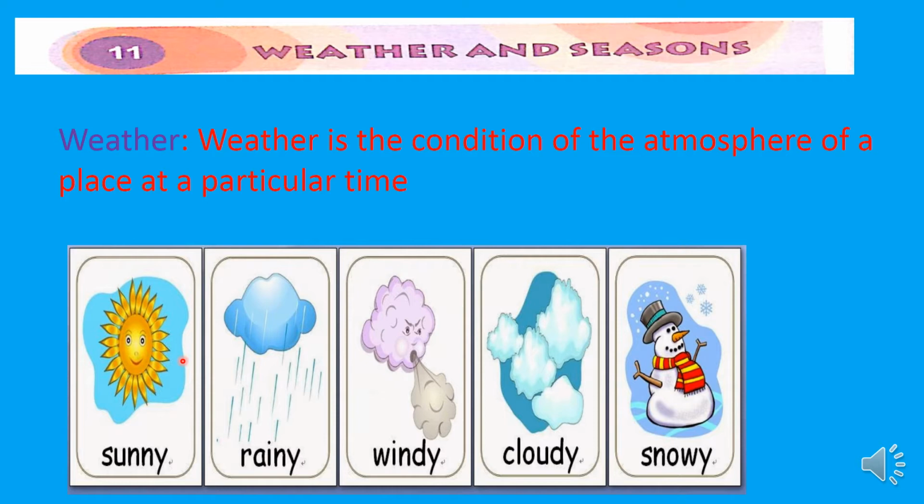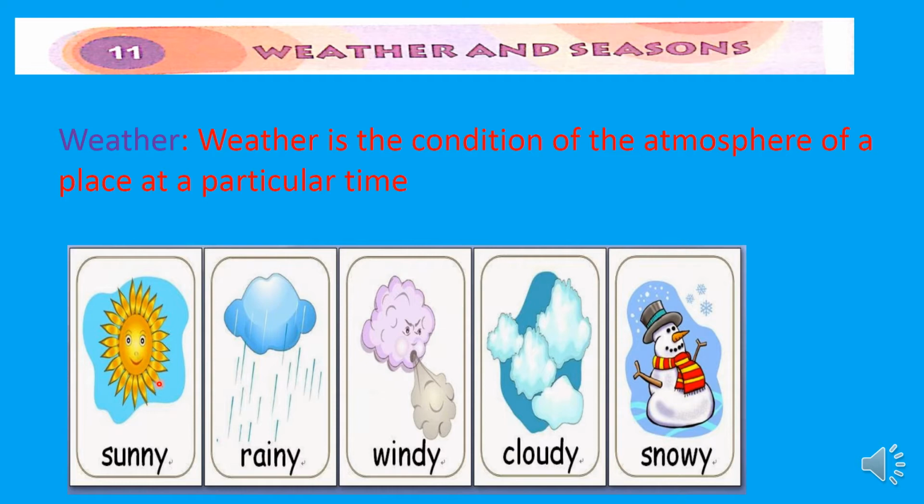Weather changes from day to day. In one day, we can see different types of weather. Morning time, very hot, and sometimes what happens? Suddenly the rain will start. Yes, sir, we observe, no? Yes. Sometimes suddenly rain will come.